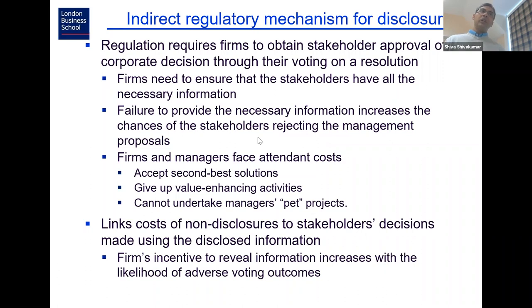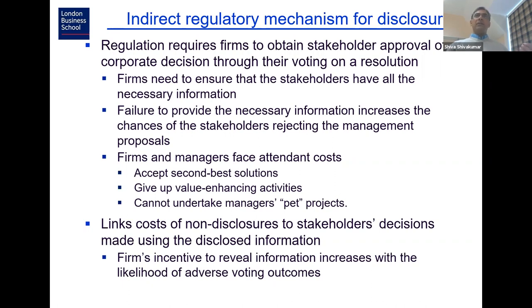So under this indirect regulatory approach, we suggest that the regulators should ask firms to obtain a stakeholder voting on a specific corporate decision. When I'm talking about stakeholder voting, it's primarily the shareholders voting, although this can be extended beyond shareholder voting to situations such as bondholder votings or even employee votings. But the idea is that there is a proposal that the management will have to place in front of the shareholders, and shareholders will have to vote on that proposal.